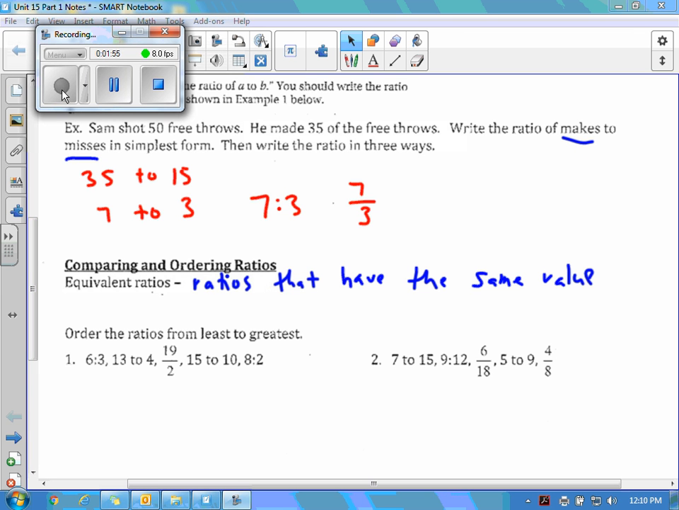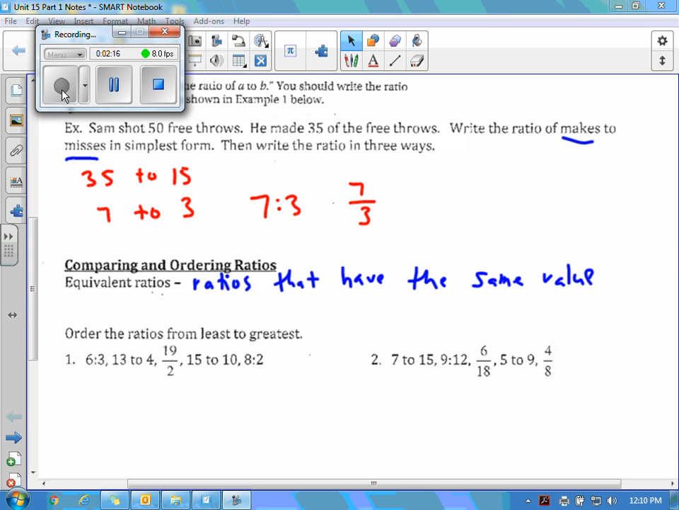Next definition we have is equivalent ratios. Ratios are equivalent when they have the same value. So two or more ratios with the same value are equivalent ratios. So go to the next section. It says to order the ratios from least to greatest. So just like when we've ordered anything, we need to put these in simplest form.